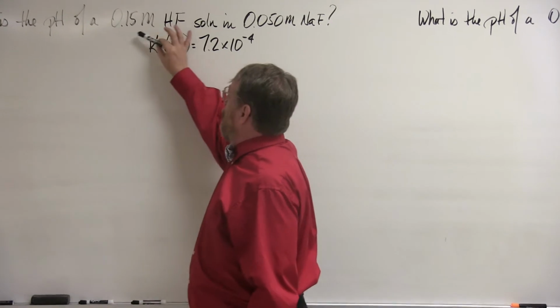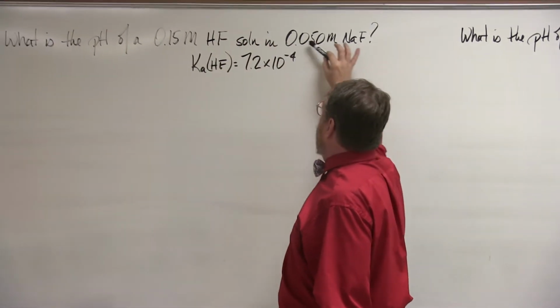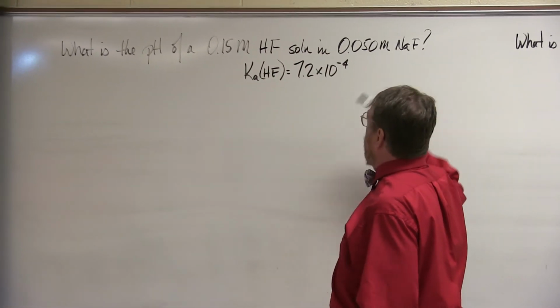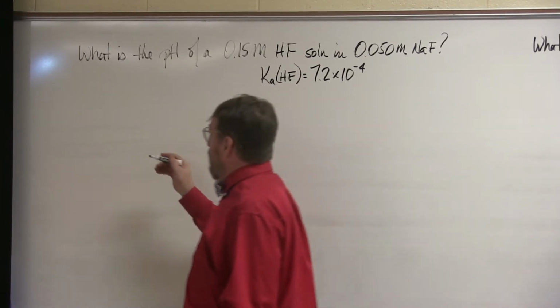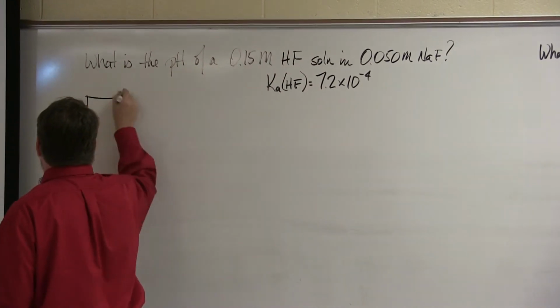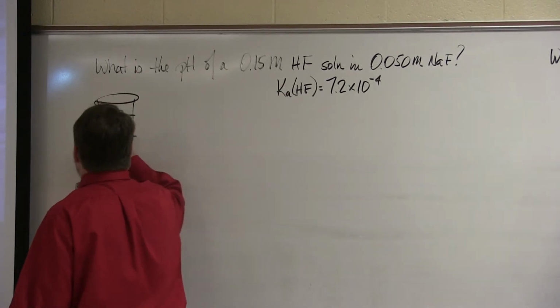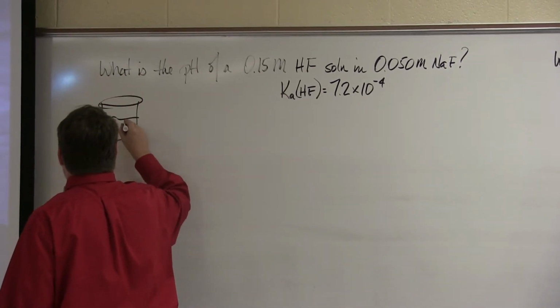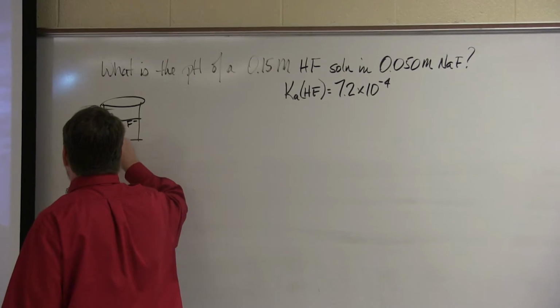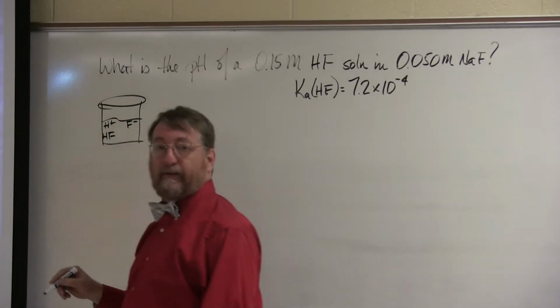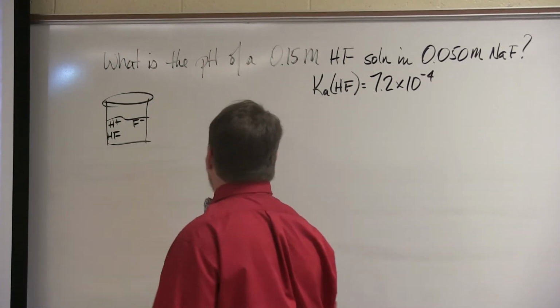We're going to find the pH of a 0.15 molar HF solution in 0.05 molar sodium fluoride. Let's think for a minute about what's going on here. We've got a solution in a beaker. Put HF in there, we're going to get some H+, we're going to get some F-. We're also going to have some HF because it's a weak acid. So we're going to have all three components.